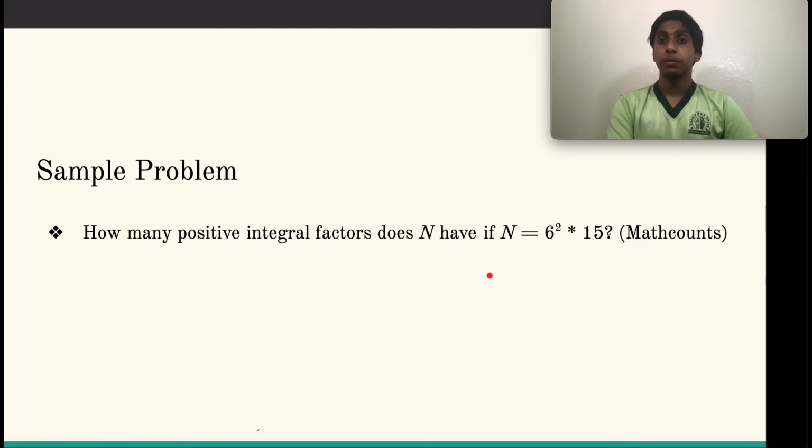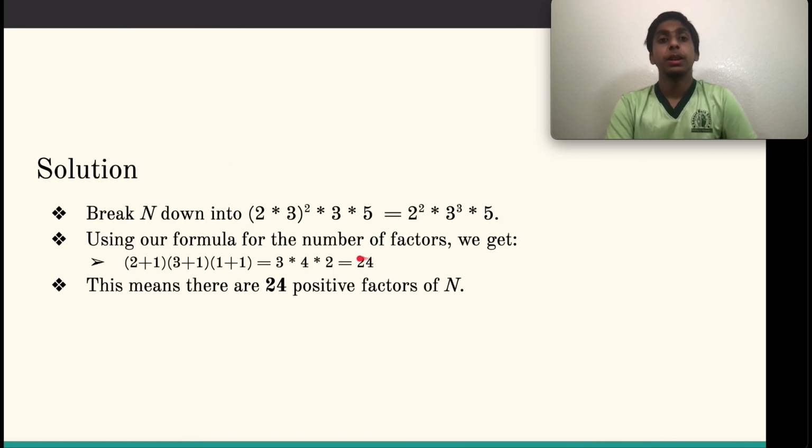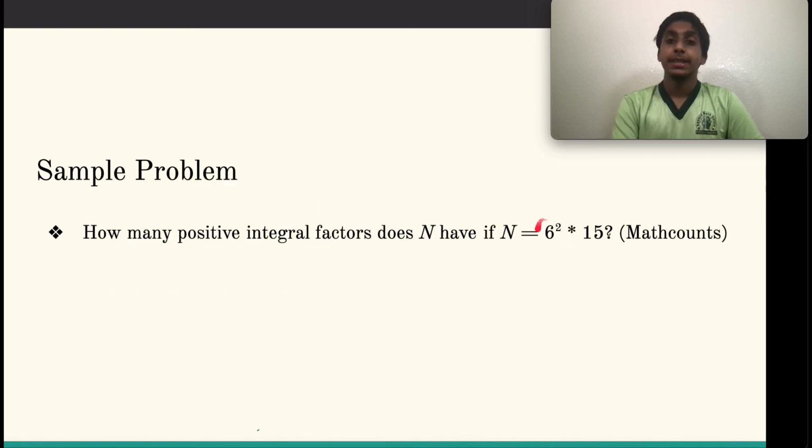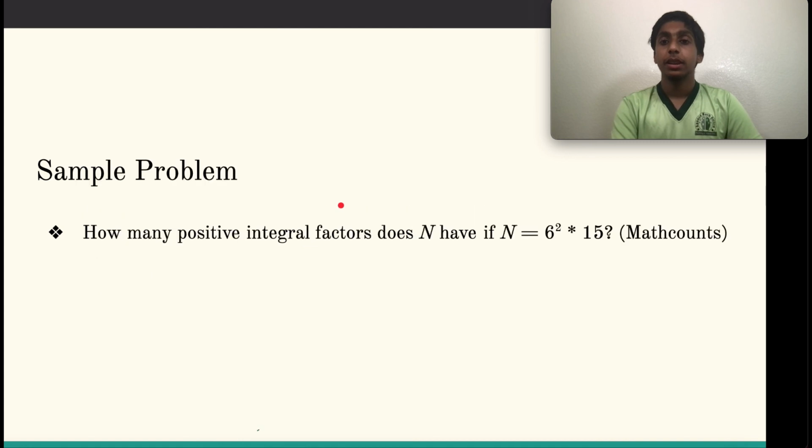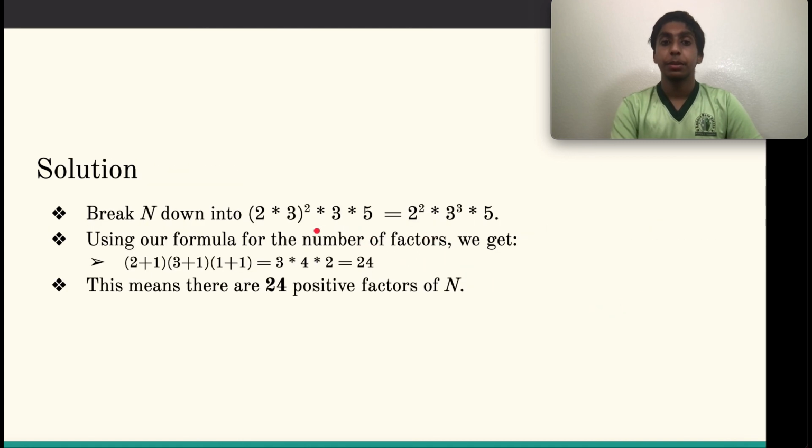Okay, so hopefully you solved the problem. Let's see how we can get the answer for this one. If I break n down into 2 times 3 to the power 2, because here it's 6 squared, which is not a prime number, and 15 can be broken down into the prime factors 3 and 5, then I can rewrite n as this prime factorization: 2 squared times 3 cubed times 5.